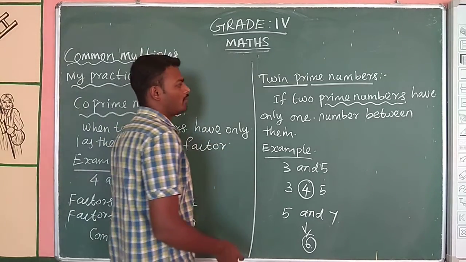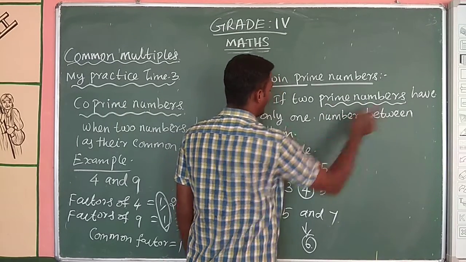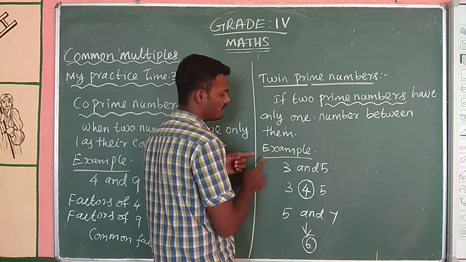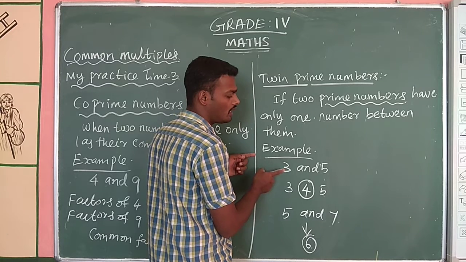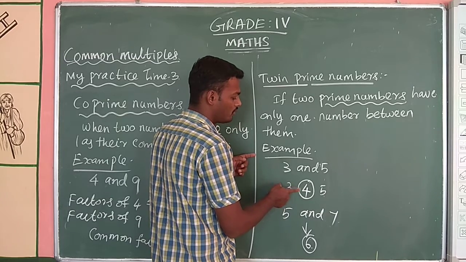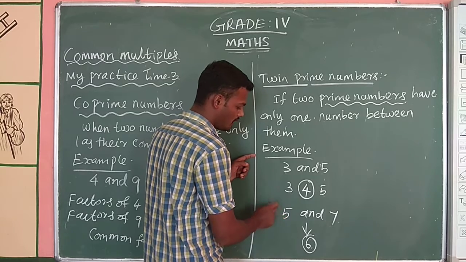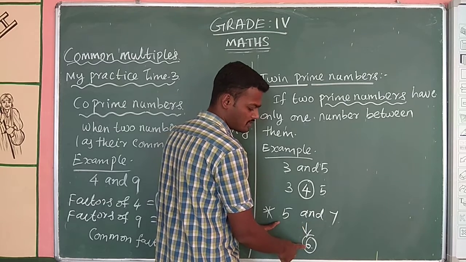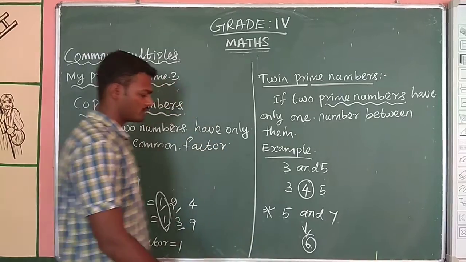So the twin prime definition: if two prime numbers have only one number between them. For example, 3 and 5: the first prime number is 3 and the second prime number is 5, and between them is only one number, 4. So 3 and 5 are twin primes. Another example, 5 and 7: between them is only one number, 6. So 5 and 7 are twin primes.